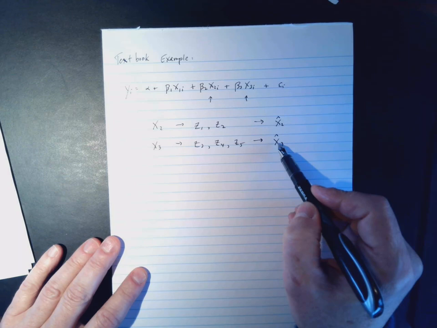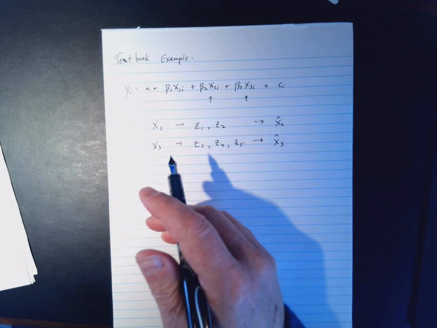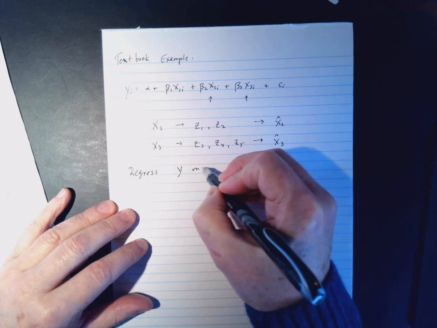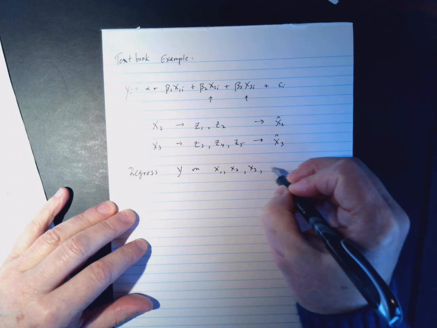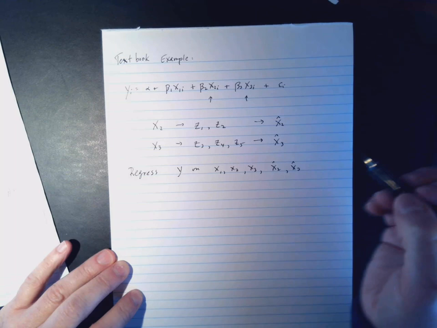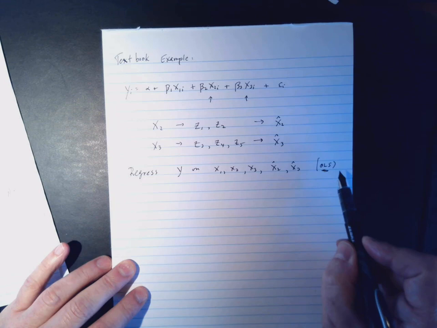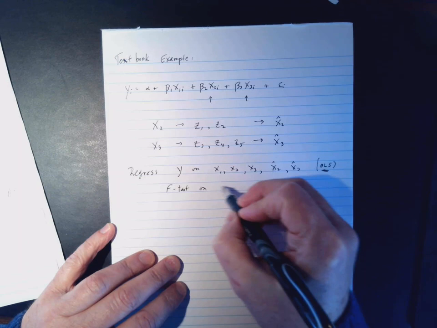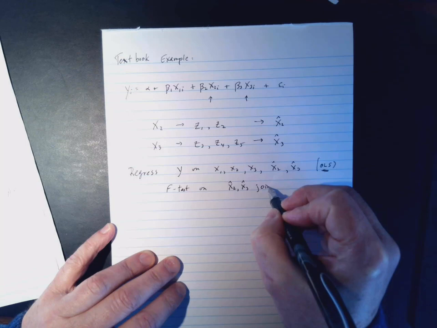And so then what we do is regress Y on X1, X2, X3, X2 hat, and X3 hat. And here you're just using OLS. Okay, for the Hausman test, you're just using OLS. You don't use an instrumental variable regressor here. And then the Hausman test would be an F test on whether X2 hat and X3 hat are jointly equal to zero.